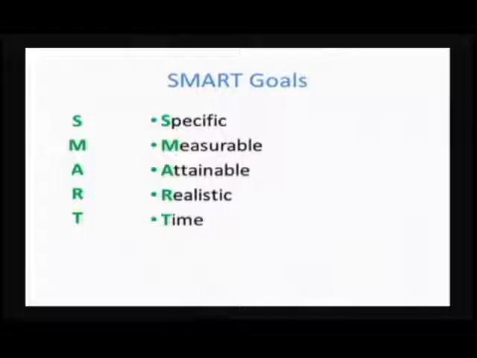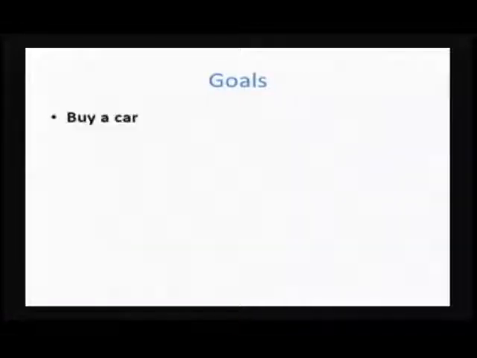Let's take a look at some goals. I want to buy a car. Is that a SMART goal? Let's think about it. Would you be satisfied with a 1999 Subaru hatchback? You bought a car. When will you buy the car? If you wait 5 years to get that Subaru, now it's even 5 years older, are you going to be satisfied that you achieved your goal?